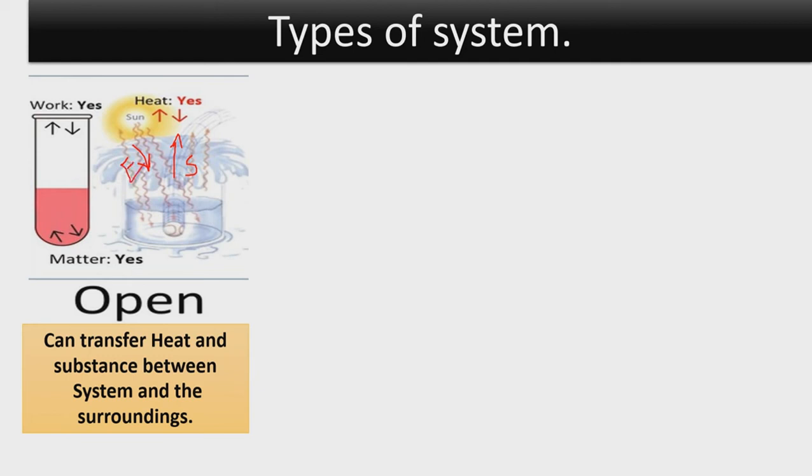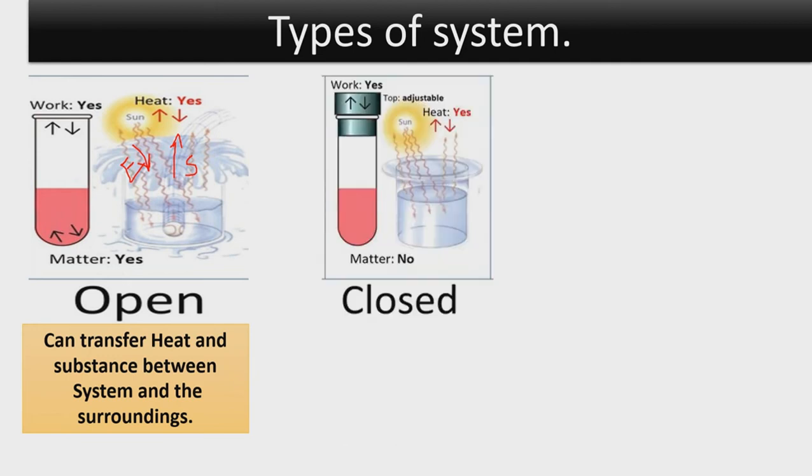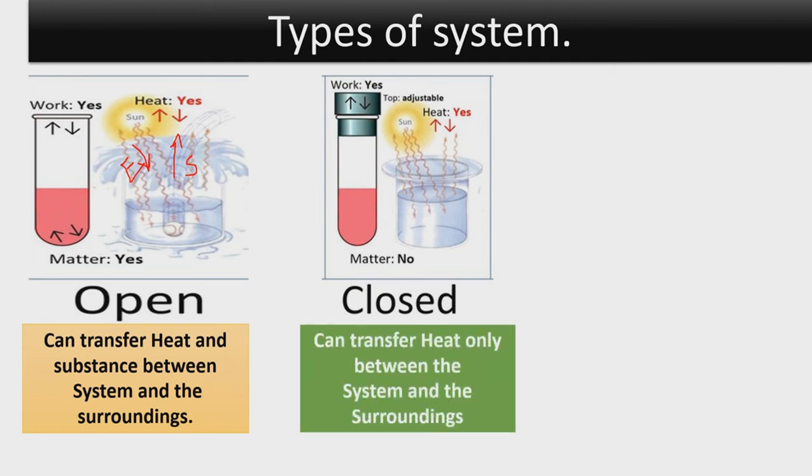The second one is the closed system. It is a type of system in which we have transfer of heat only, or energy only, between the system and the surroundings. So in the case of a closed system, we have transfer of energy only between the system and the surroundings. The last type is the isolated system.